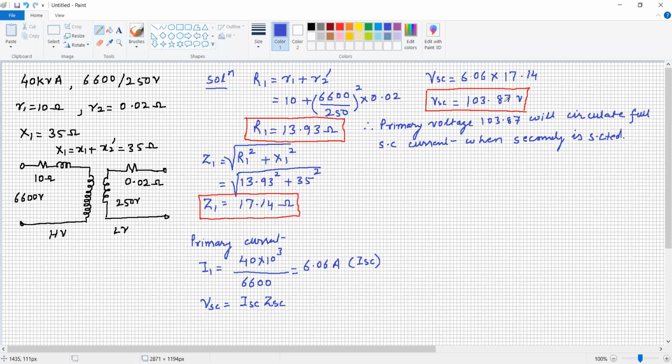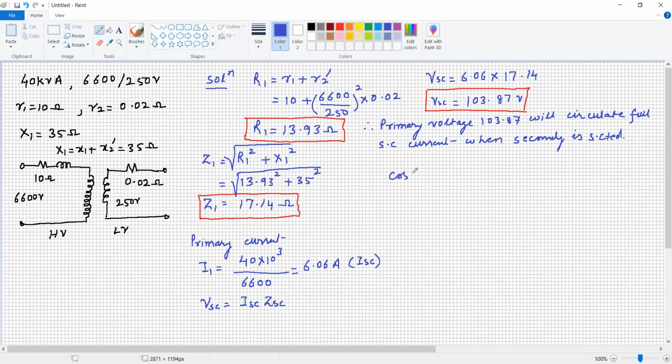Okay, now percentage regulation. Percentage regulation we can find referred to the primary side or referred to the secondary side. There is no problem at all. If you refer to the primary side or secondary side, the resistance and reactances are to be referred accordingly. So here we can find the percentage regulation at full load at unity power factor.